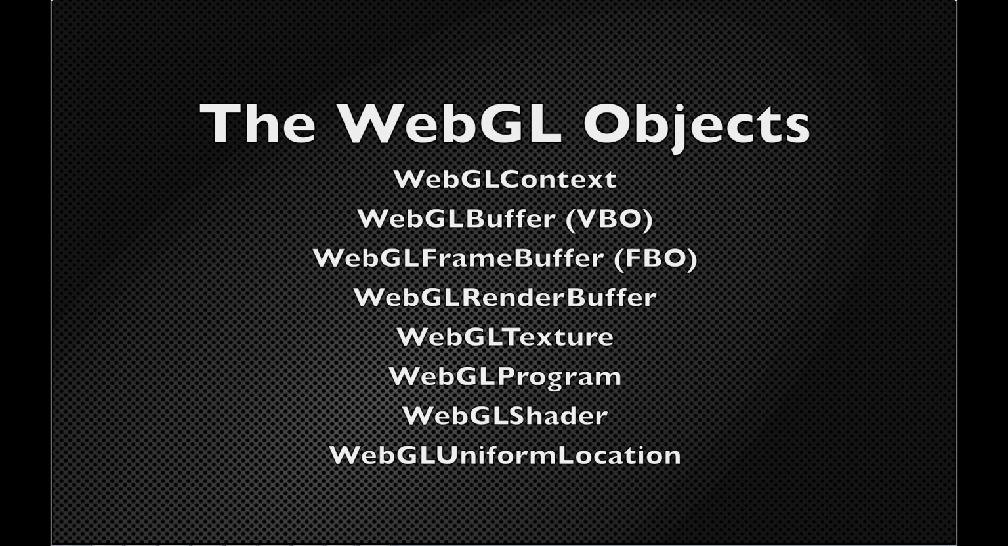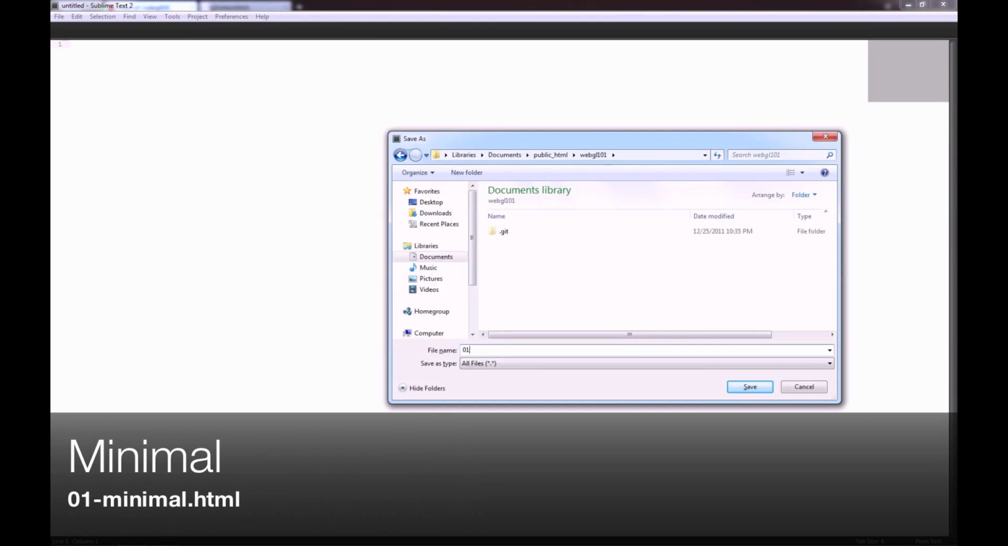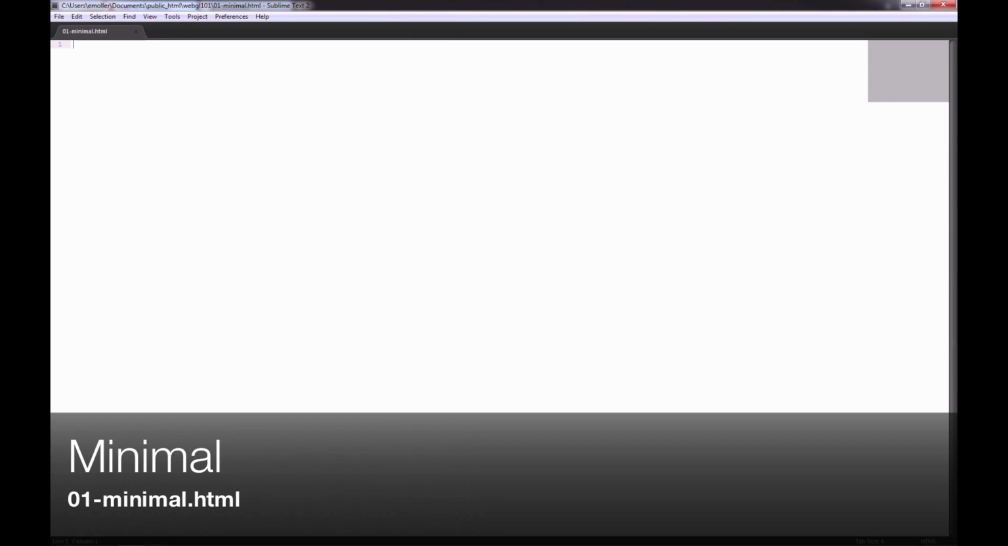Okay, let's get started with our first sample. I'm going to save this file as 01-minimal.html. I'm going to add the doctype. Let's zoom that in a bit so you can see what I'm typing. And then we're adding an HTML tag. And we're going to need a canvas element. So we'll add that and we'll specify an ID for it so we can get a reference to it.